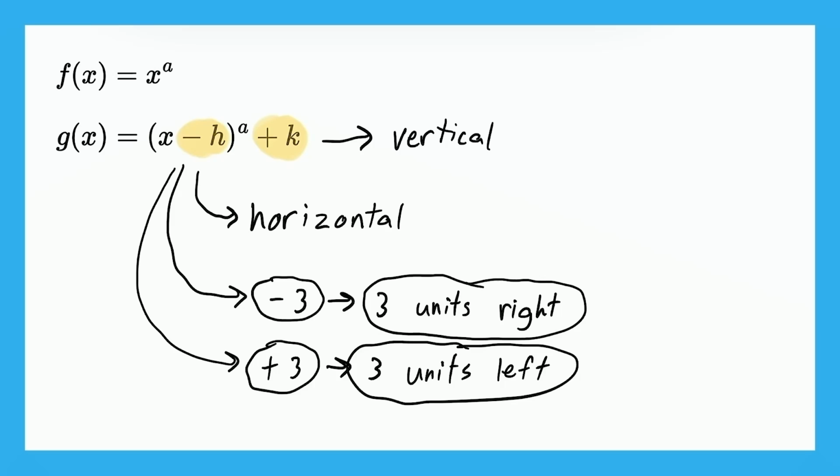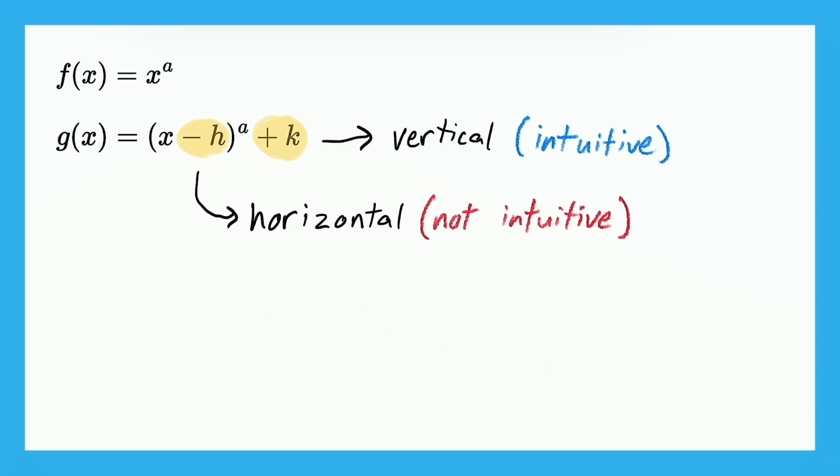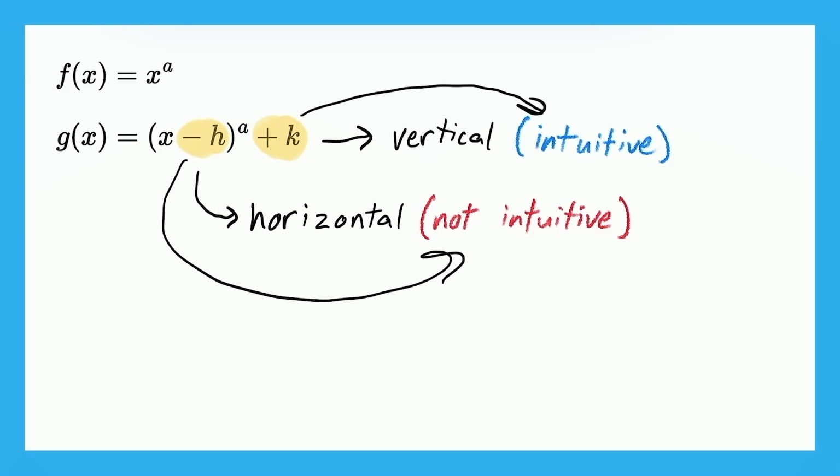So something that helps me remember these movements is that plus k is intuitive. Just think, plus k intuitive. But minus h is the opposite of intuitive, right? Minus you'd think would be left, but it's right. And plus you'd think would be right, but it's left. All right, there it is. So the plus k is intuitive and the minus h is not intuitive.